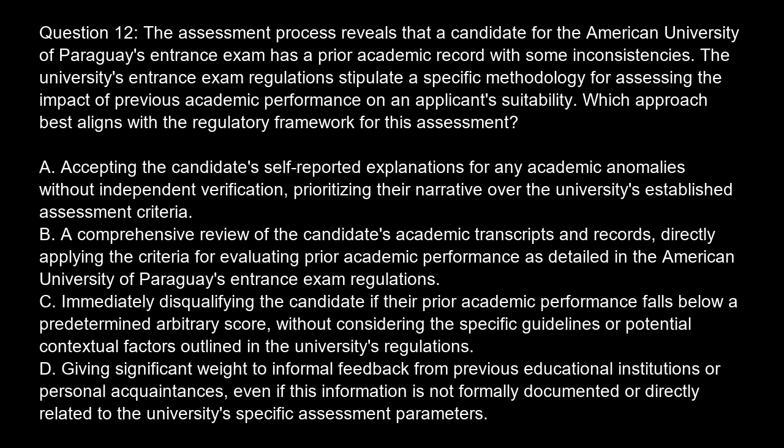Option B. A comprehensive review of the candidate's academic transcripts and records, directly applying the criteria for evaluating prior academic performance as detailed in the American University of Paraguay's entrance exam regulations. Option C. Immediately disqualifying the candidate if their prior academic performance falls below a predetermined arbitrary score, without considering the specific guidelines or potential contextual factors outlined in the university's regulations. Option D. Giving significant weight to informal feedback from previous educational institutions or personal acquaintances, even if this information is not formally documented or directly related to the university's specific assessment parameters.